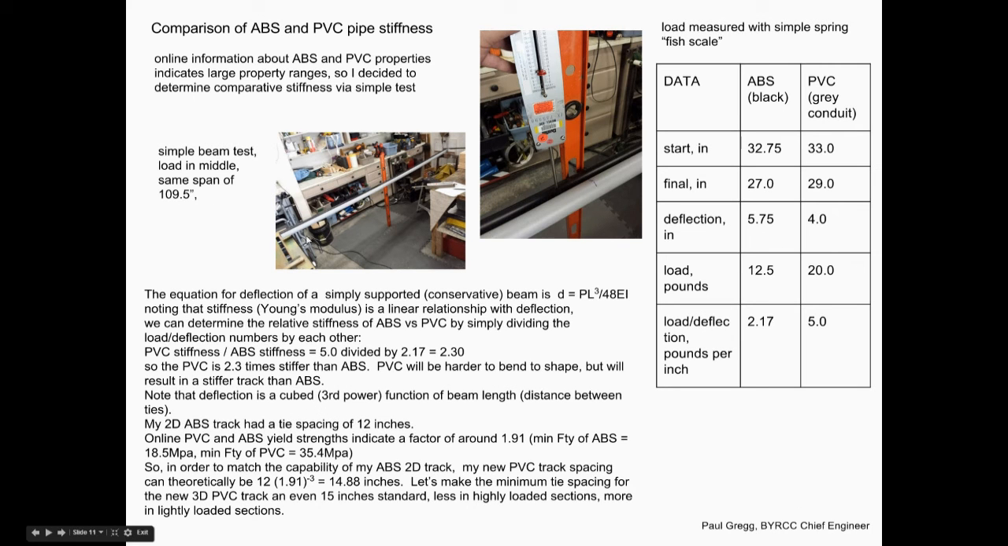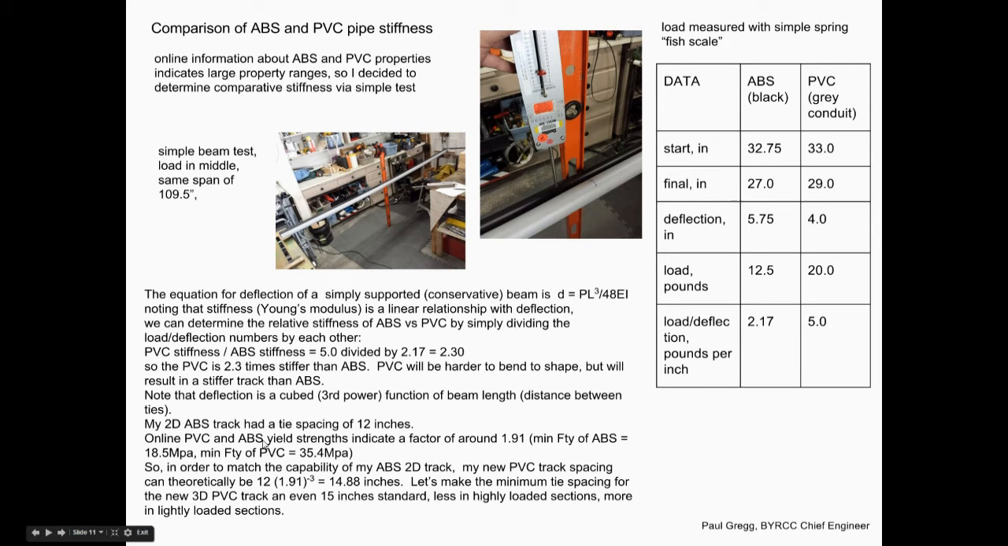I didn't know how stiff, I bought a couple of pipes at the hardware store, PVC and ABS, same diameter, and I wanted to kind of characterize the relative stiffness. I couldn't find anything online, so I did a test. I just put what you'd call a fish scale on there and pushed down on it, keeping track of the deflection and the load, and found out load divided by deflection for ABS is this number, PVC is this number. So the PVC is about twice as stiff as the ABS.